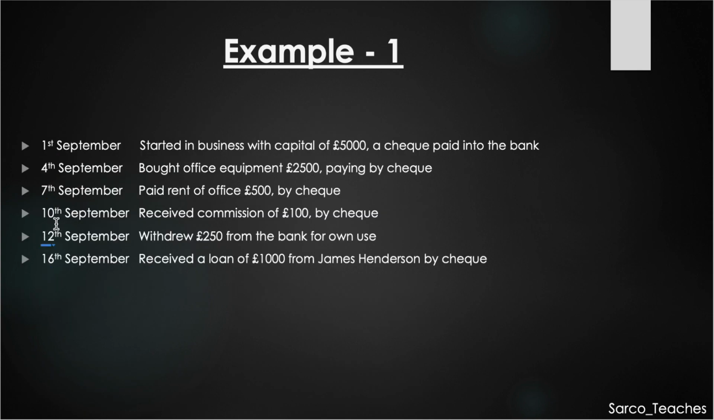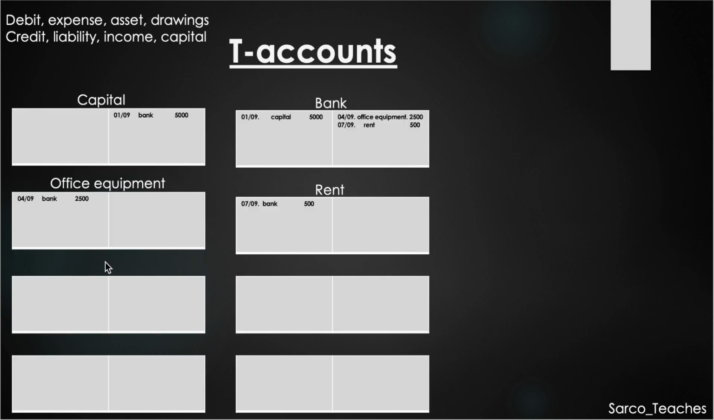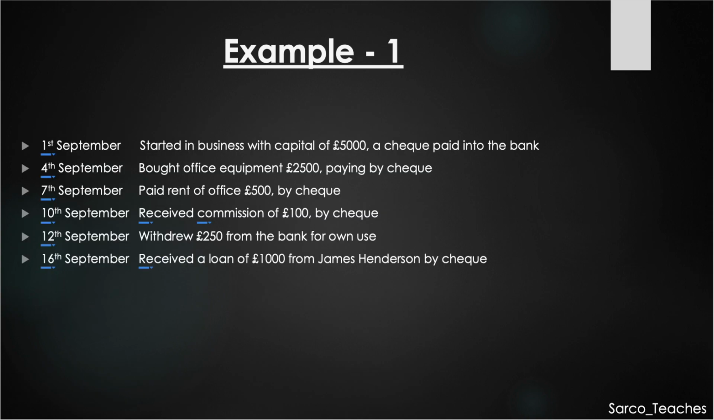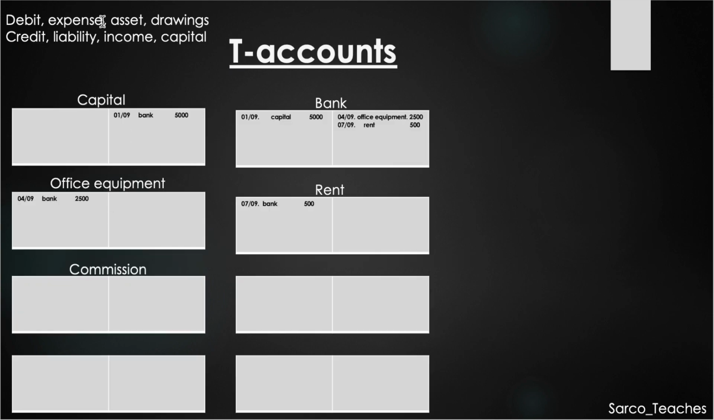Fourth adjustment. 10th of September, received a commission of £100 by check. So once again, one of our T accounts will be bank because we got it by check. And then our second one will be commission. So we open up our commission account and go back to our details to check the date. It says 10th of September, so we go into our commission account and commission is income. And we know that income increases on the credit side, so we put it on the credit side of commission, which is the right side.